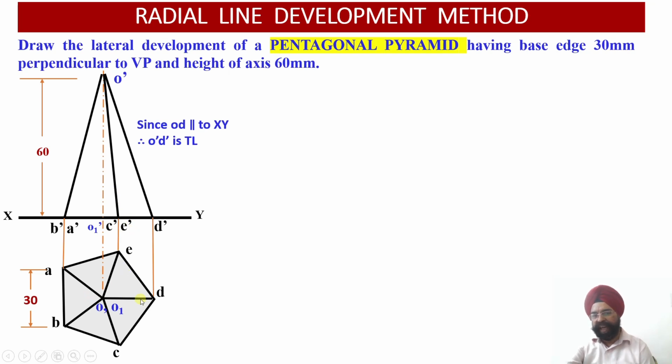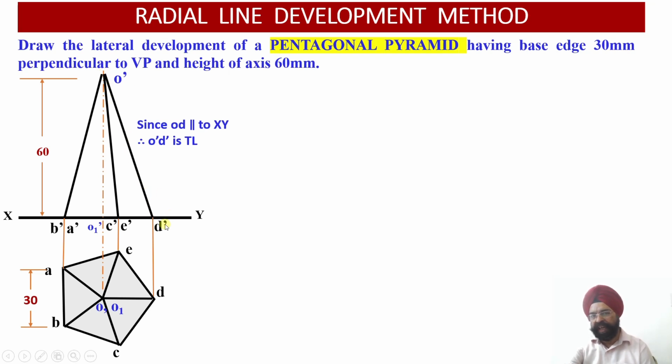But there is one slant edge. Just see, this is my slant edge OD. This happens to be parallel to the XY reference line. My slant edge OD happens to be parallel to the XY reference line. Therefore, O dash D dash, which is available to me, that is the length of the slant edge, should be the true length. This uses the basic fundamentals of rotation of line, the basic principles of projections of line. Whenever a line happens to be parallel to the XY line in one view, then in the other view, that is the front view, we are going to get the true length.